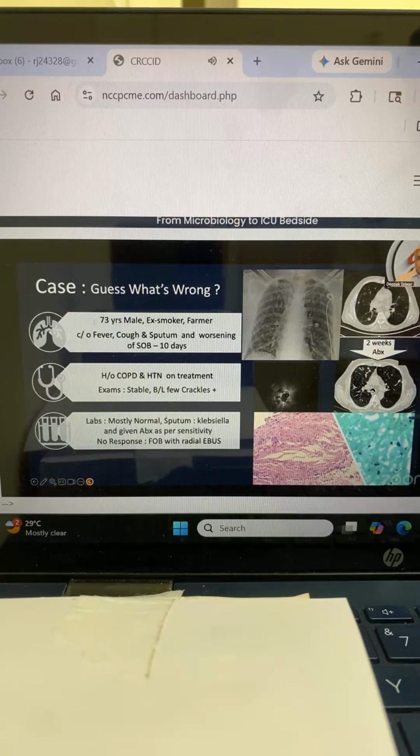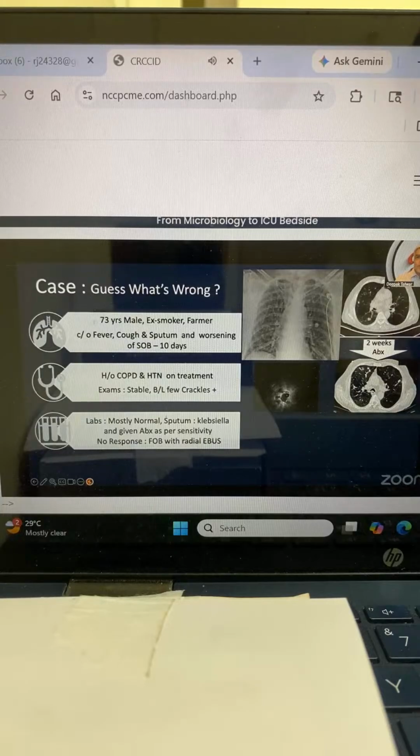So this is another one. He's a 73-year-old male, a farmer. He also came with fever, cough, and sputum with worsening shortness of breath for 10 days. He has hypertension as well as COPD. He had some basal crackles. Chest X-ray, again, not very remarkable, but because of COPD we can see hyperinflated lungs. Labs were mostly normal.